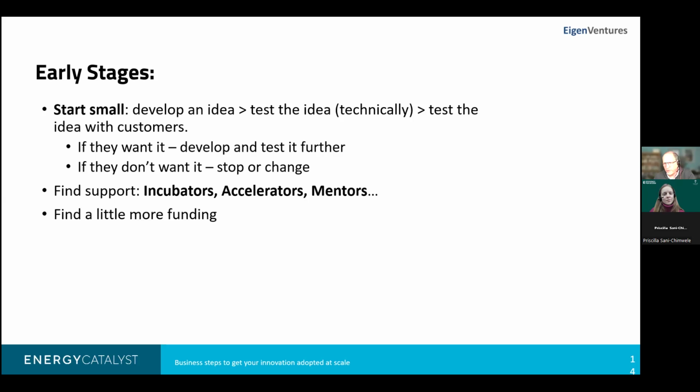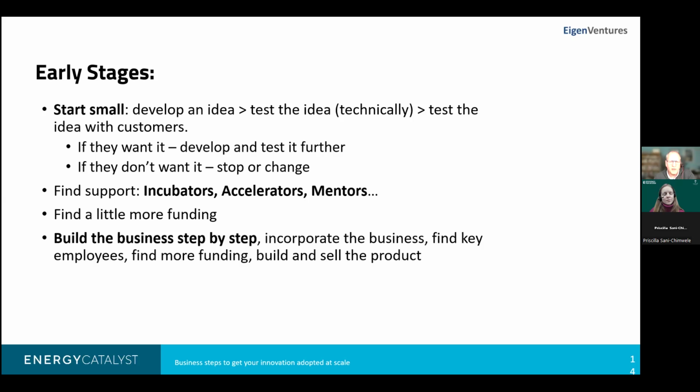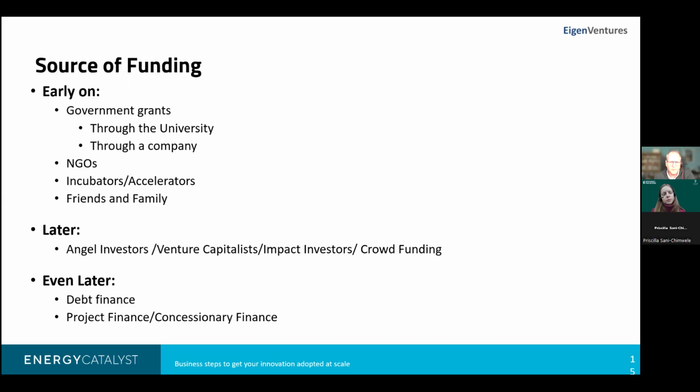Find a little bit more funding, wherever you can find that funding from, and build the business step by step. Once you get to a certain point where you feel that there's something there, incorporate the business, get some employees, get more funding, build and sell the product. So step by step, build up the business as quickly as you can, but as clearly as you can. Or, as I said before, if that's not going to be possible, find a partner, find an employer, and find another way to do it.